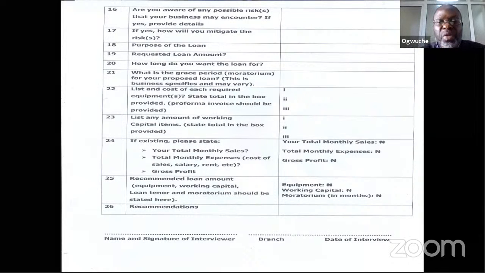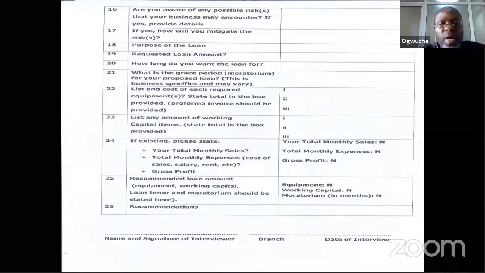So what is the grace period, the moratorium? Is there a moratorium for the loan? The bank itself is giving a moratorium of 1 year, okay? But if you want, you can ask for longer. You can say 18 months. And like it says here, it's business specific and may vary. So if you ask for 18 months, depending on the kind of business you are doing, the bank will say, no, for this kind of business it's lower than that, and they will indicate.